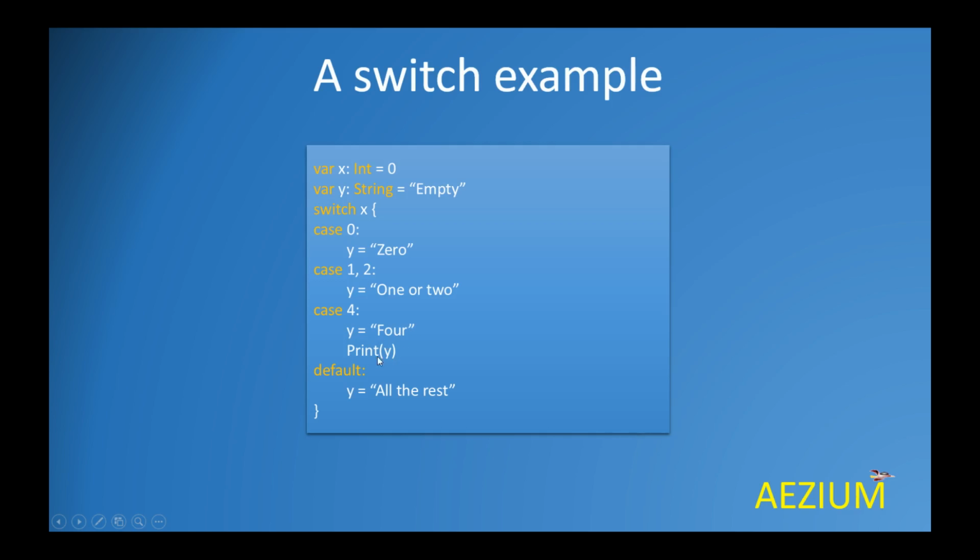And if none of these have values equaling the value of x, we run the default case, which would be the running of this single line of code.